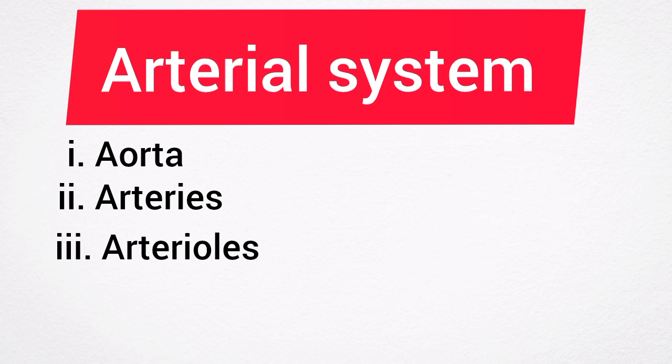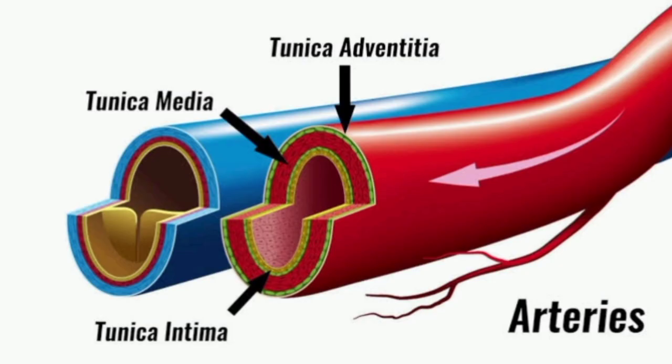The walls of the aorta and the arteries are formed by three layers. Number one is the outer tunica adventitia, which is made up of a connective tissue layer. It is the continuation of the fibrous layer of the parietal pericardium. Number two is the middle tunica media, which is formed by smooth muscles. Number three is the inner tunica intima, which is made up of endothelium. It is the continuation of the endocardium.